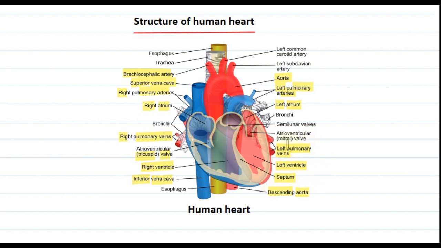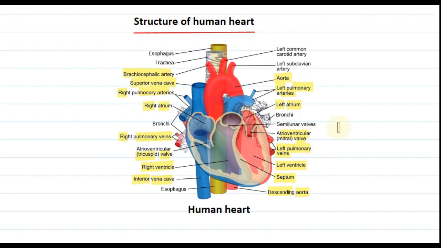Then there is the atrioventricular valve. So this can also be called the bicuspid valve. It is located between the left atrium and left ventricle. Here we can see it is between the left atrium and left ventricle.